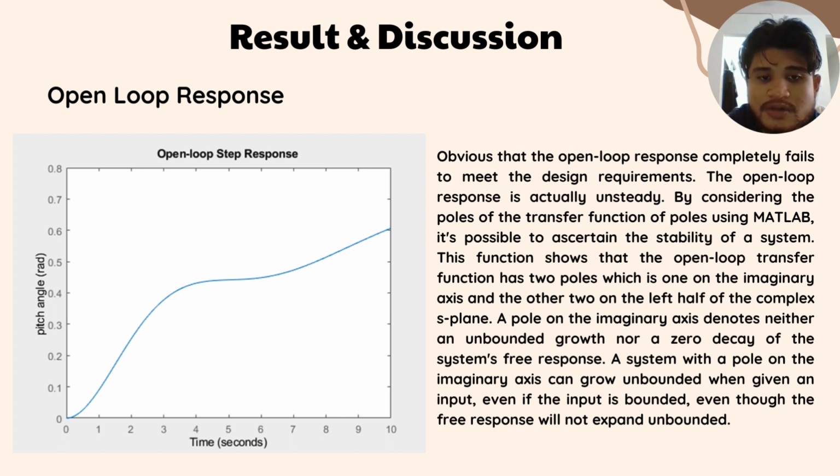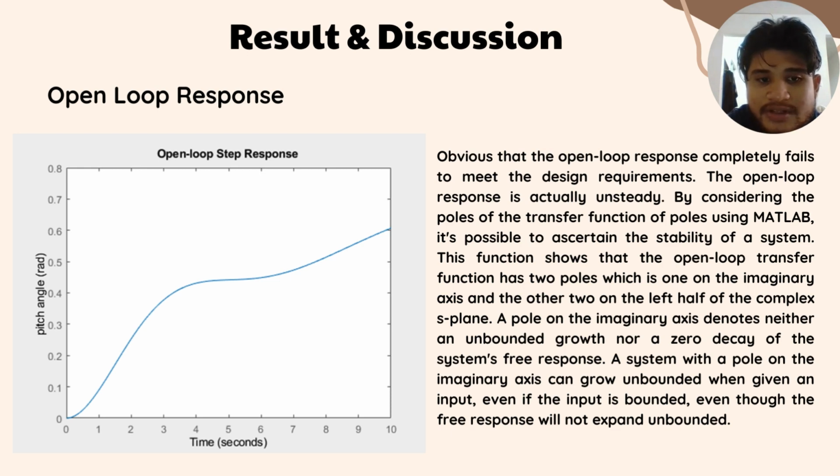The open loop response is actually unstable, by considering the poles of the transfer function using MATLAB. It's possible to ascertain the stability of a system. This function shows that the open loop transfer function has two poles, one on the imaginary axis and the other on the left half of the complex plane.